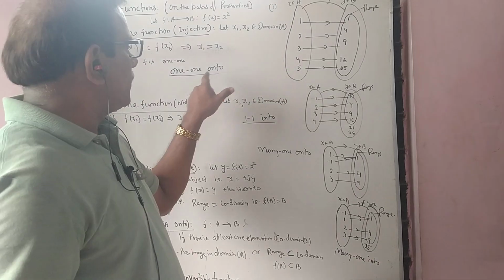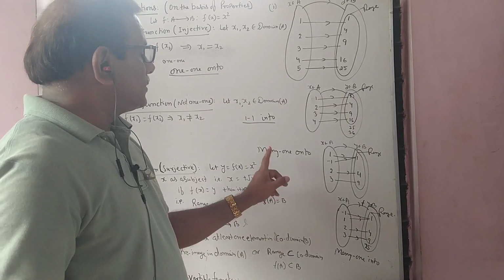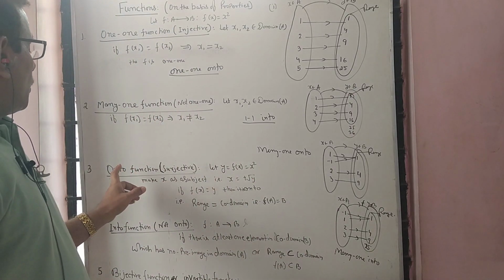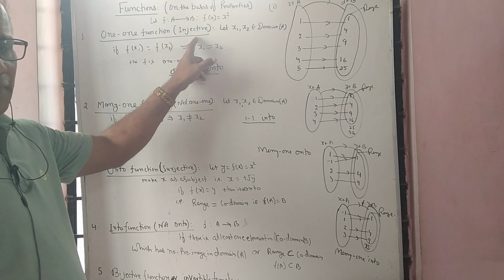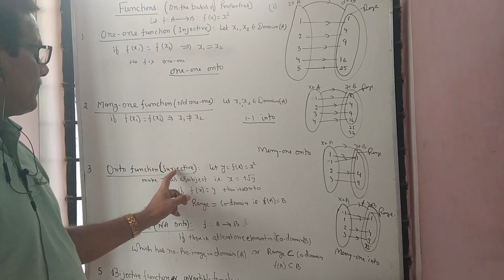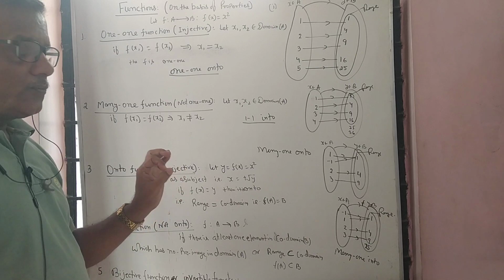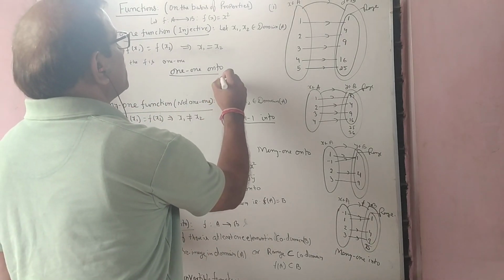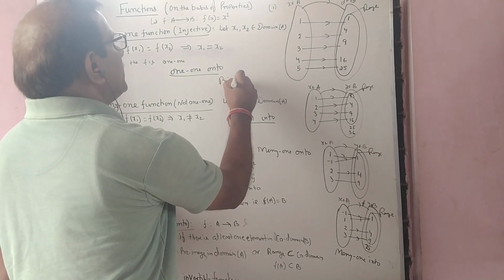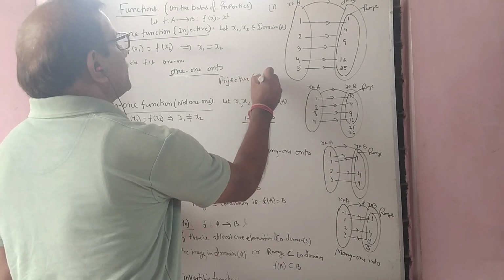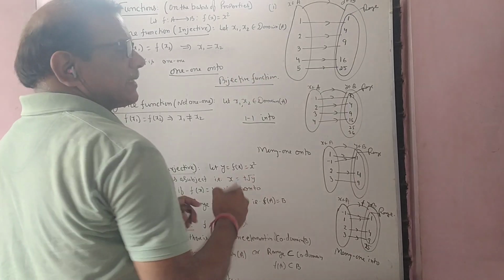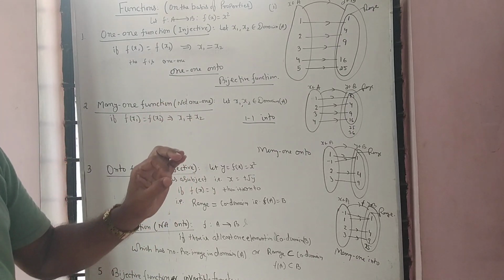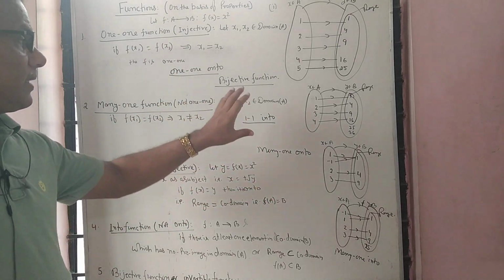So this is one-one onto, this is one-one into, this is many-one onto, this is many-one into function. Clear? A one-one function has another name, injective, and an onto function has another name, surjective. The function which is injective and surjective both is said to be a bijective function. Bijective function. The bijection, injection and surjection both.